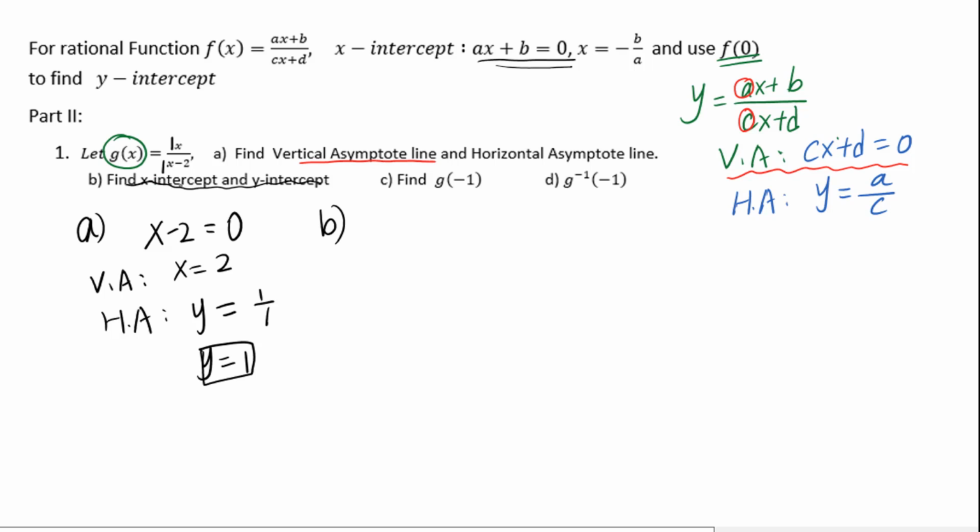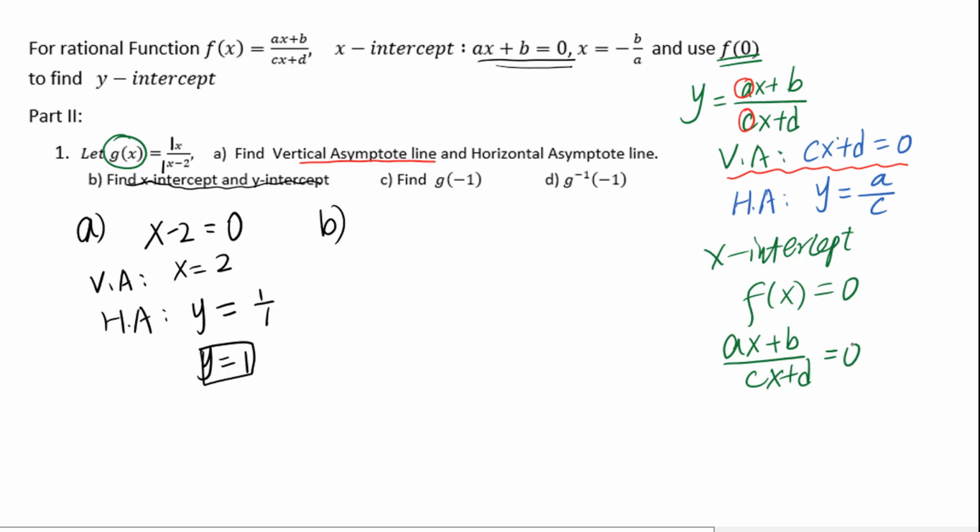Let's go to B, find the x-intercept and y-intercept. We do know for the x-intercept, we will set up f of x equals 0. If we have ax plus b over cx plus d, we will set this equal to 0. Any fraction equals 0 means the numerator equals 0. That's the reason when we look for the x-intercept, we will make the numerator equal 0.